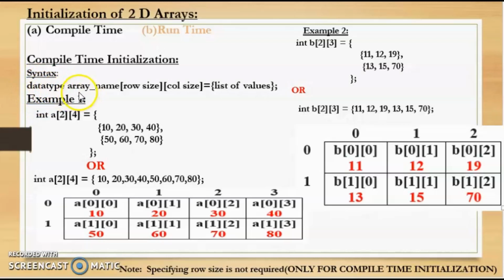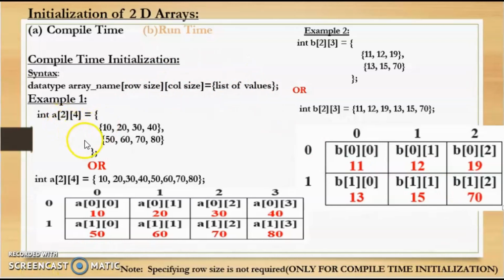Next we specify the array name, which will give the name of the array. Then in the first square brackets, we specify the row size. It will be the maximum number of rows. And in the second square bracket, we specify the column size, which will be the maximum number of columns. Then in this curly brackets, we specify the list of values. These are the values which we want to insert inside the array. So let us see an example.